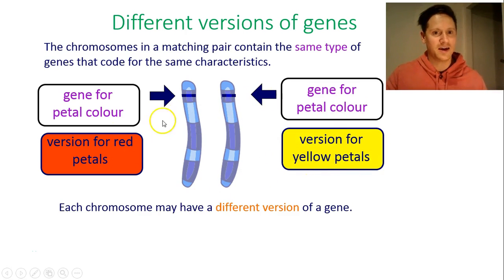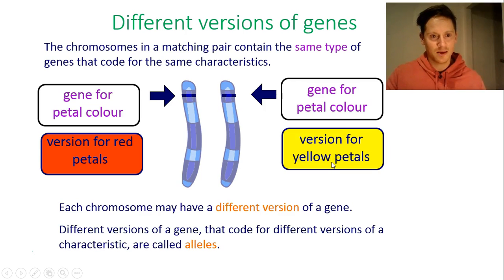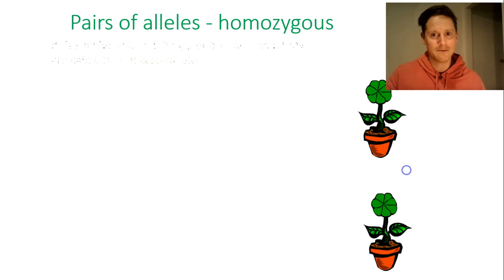The versions we've got here are, this copy is saying red flowers. This copy is saying yellow flowers. Now, if you have different versions of a gene that code for different versions of a characteristic, they're referred to as alleles. So this allele is for red petals, and this allele is for yellow petals. It's a bit of a strange word, but when you get used to it, it's not too bad. Different versions of a gene are referred to as alleles.